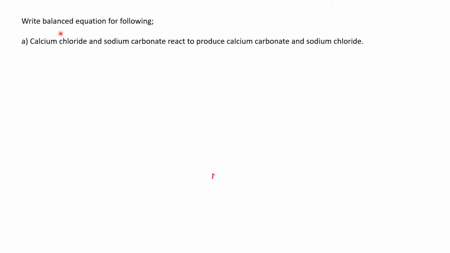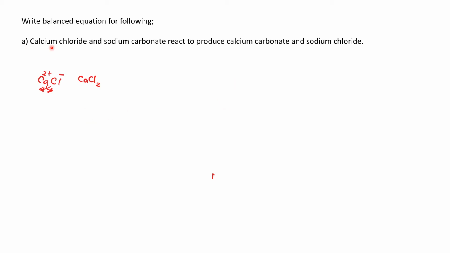Write a balanced equation for the following. Calcium chloride and sodium carbonate react to produce calcium carbonate and sodium chloride. First, you need to figure out the molecular formula for your reactants and products. We've done this in chapter 3, and if you need a refresher, go back to chapter 3.